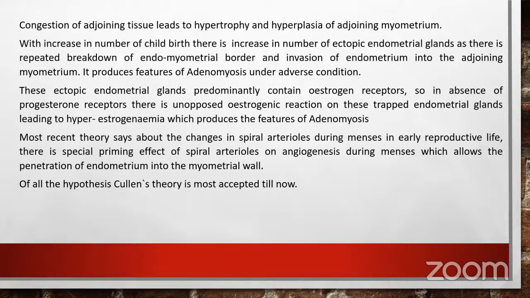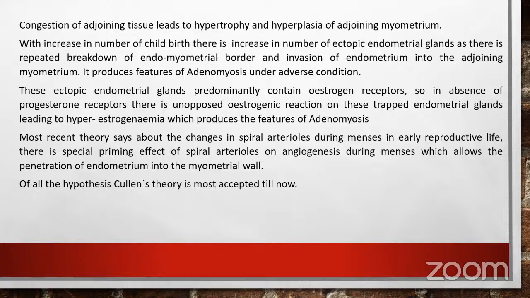With an increase in the number of childbirths, there is an increase in the number of ectopic endometrial glands, as there is repeated breakdown of the endomyometrial border and invasion of endometrium into the adjoining myometrium. It produces features of adenomyosis under adverse conditions. These ectopic endometrial glands predominantly contain estrogen receptors. So in the absence of progesterone receptors, there is unopposed estrogenic reaction on these trapped endometrial glands, leading to hyperestrogenemia, which produces the features of adenomyosis.